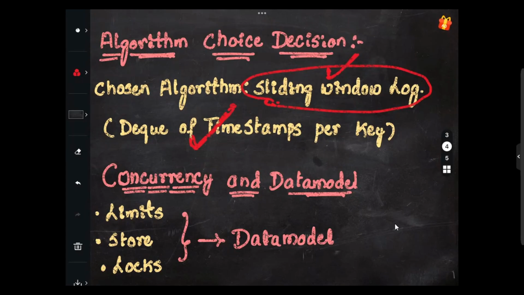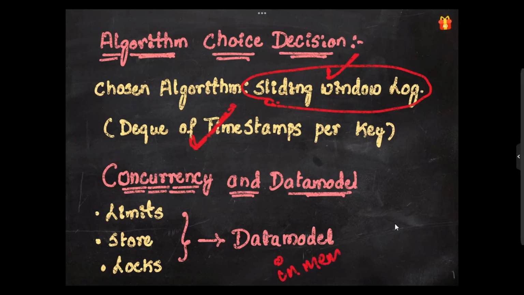Next, let's move on to the concurrency and the data model. For the data model, we will be going with the in-memory single node.